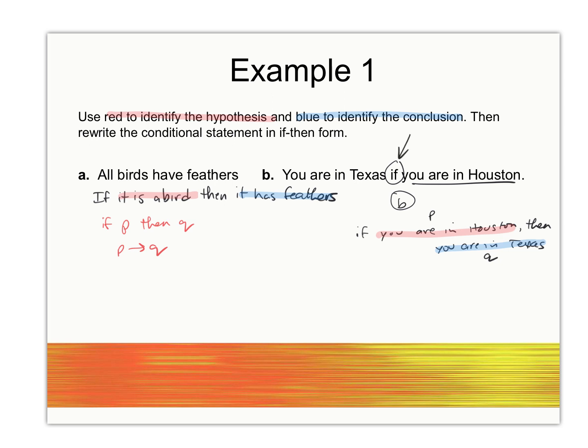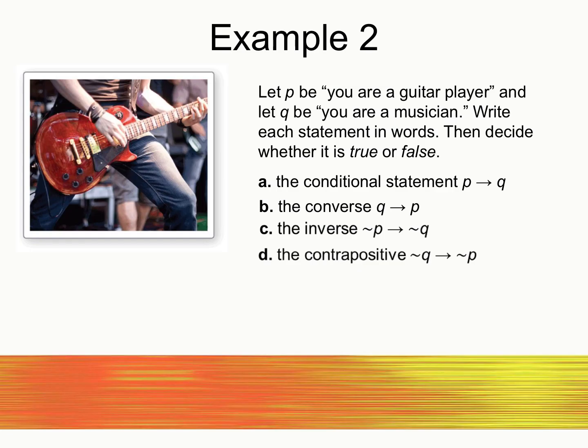Sometimes they make it very obvious where the if statement is, and sometimes it's not so obvious. Okay, so now they tell us what the P is and what the Q is. In other words, they're telling us that if P is your hypothesis, if you are a guitar player, then you are a musician. There's the Q part, right? So if P, then Q.